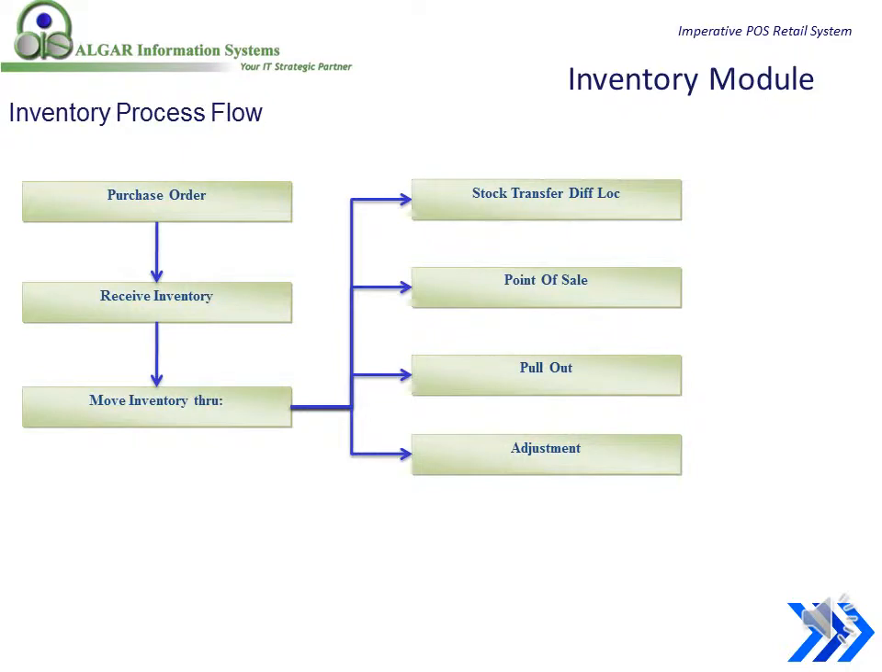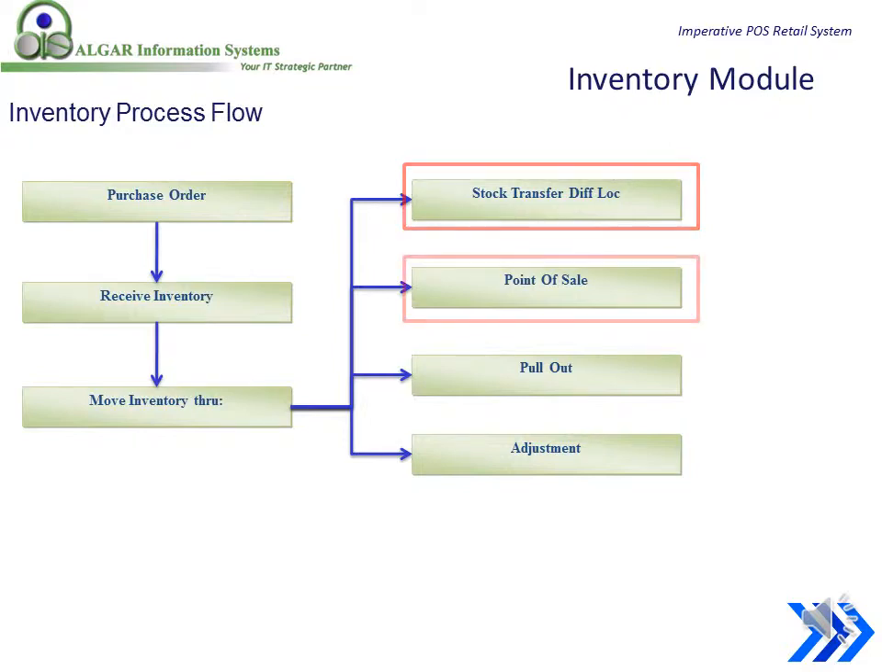This diagram shows the basic process flow of the inventory module. Items can be ordered through the purchase order form. They can then be received and added to the inventory directly. You can transfer items to different locations using the stock transfer form.